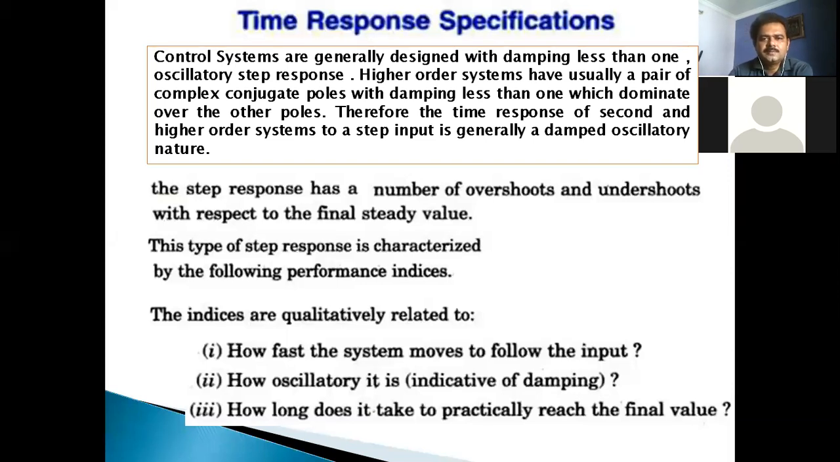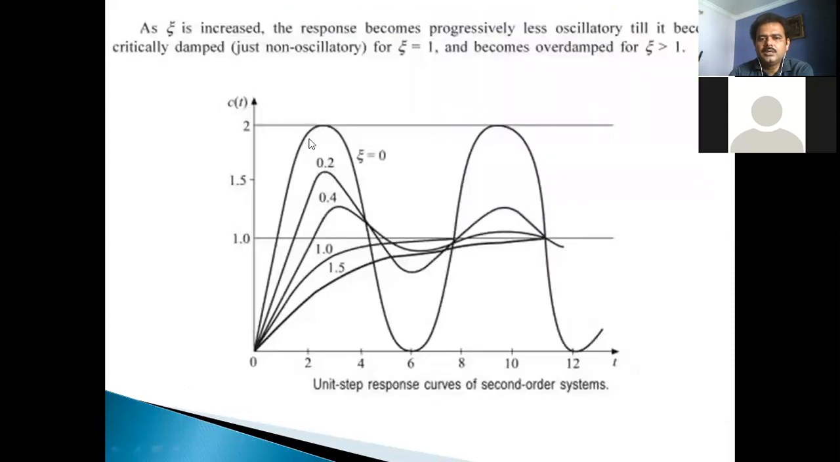Everything will come in the transient period only. When it reaches the steady state value, you get one index, that is steady state error, whether it is reaching the steady state value or not. If it reaches the steady state value, no problem. After it reaches the steady state value, whether it reaches the reference input or not.